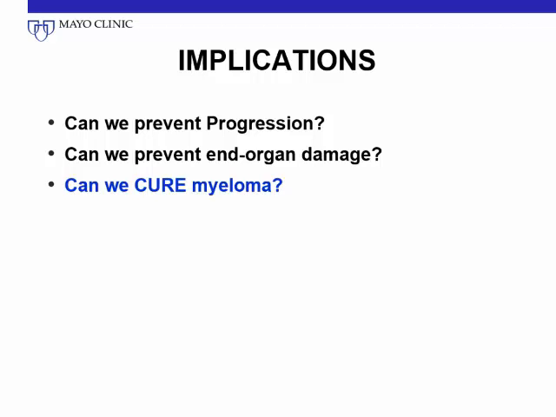I'm going to close with this. These are the implications of our understanding of the evolution of MGUS as well as the understanding of the evolution of the disease definition. Can we prevent progression? Can we prevent end organ damage? And most importantly, can we cure multiple myeloma? So thanks so much for having me, Sagar, and thanks to all of you for listening. Appreciate it.